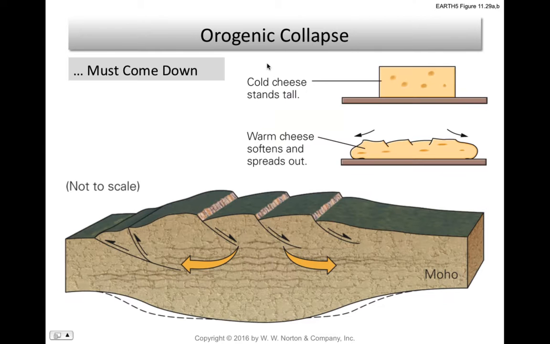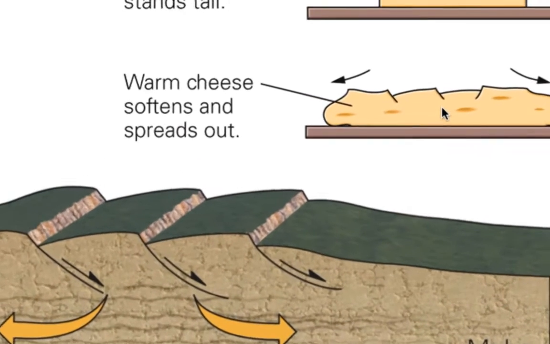There's a term called orogenic collapse. At some point, we'll get the mountain so high that it becomes gravitationally unstable, and we start seeing these blocks start sloughing off. Sort of the analogy here is, here we have some cheese left out in the sun, and the cheese starts to founder and kind of slough off because of this heat.